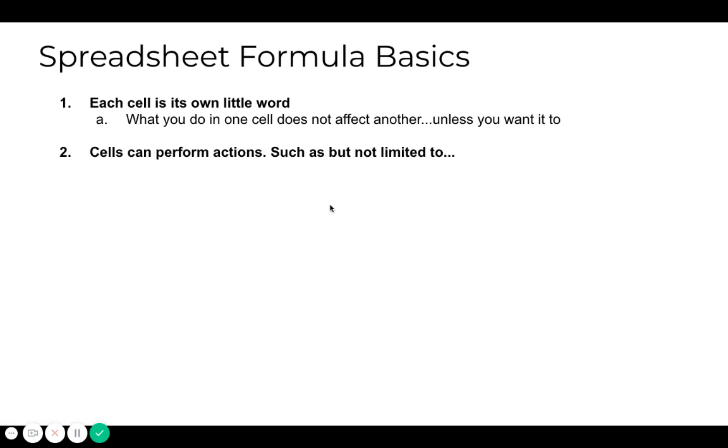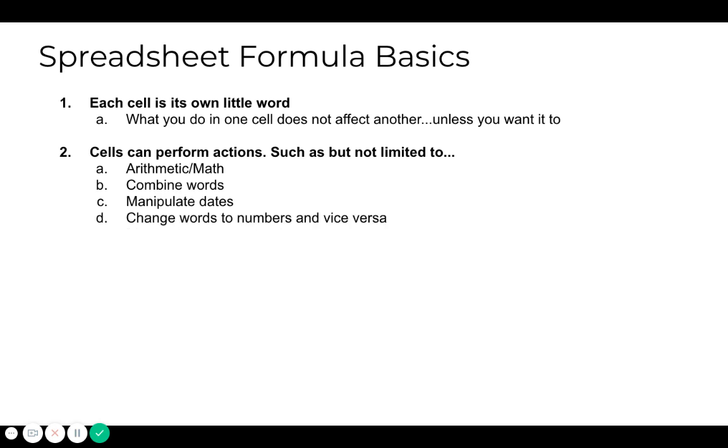The second thing is cells can perform actions such as but not limited to arithmetic and math. They can combine words, they can manipulate dates, they can even do weird things, such as changing words to numbers and vice versa. They can even get information from websites, such as images and text. Now, Google Sheets has a built-in formula that does this. I don't know if Excel has a built-in formula that allows you to do this at this point, so can't speak to that.